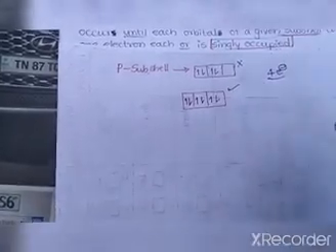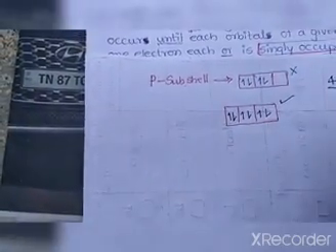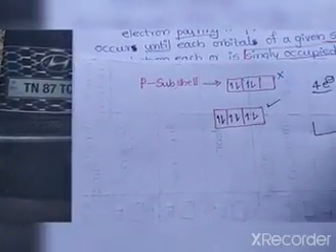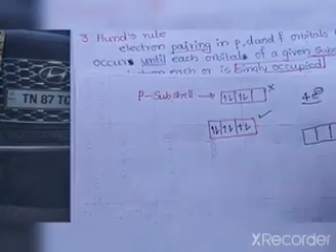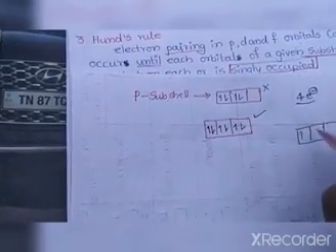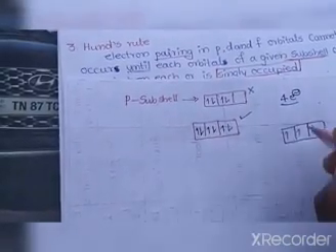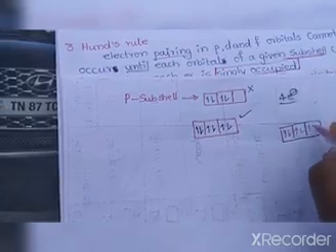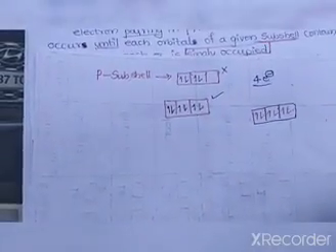Like this, Hund's rule tells you to first fill the single electrons in the orbitals. First you have to fill the singles. After filling, then you get the pairings. Okay, this is what Hund's rule tells.